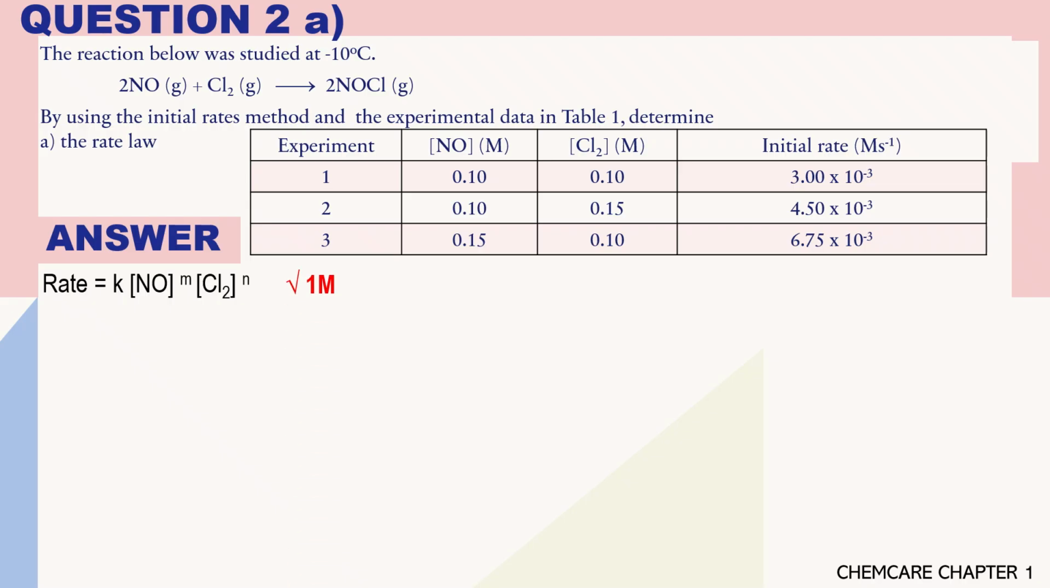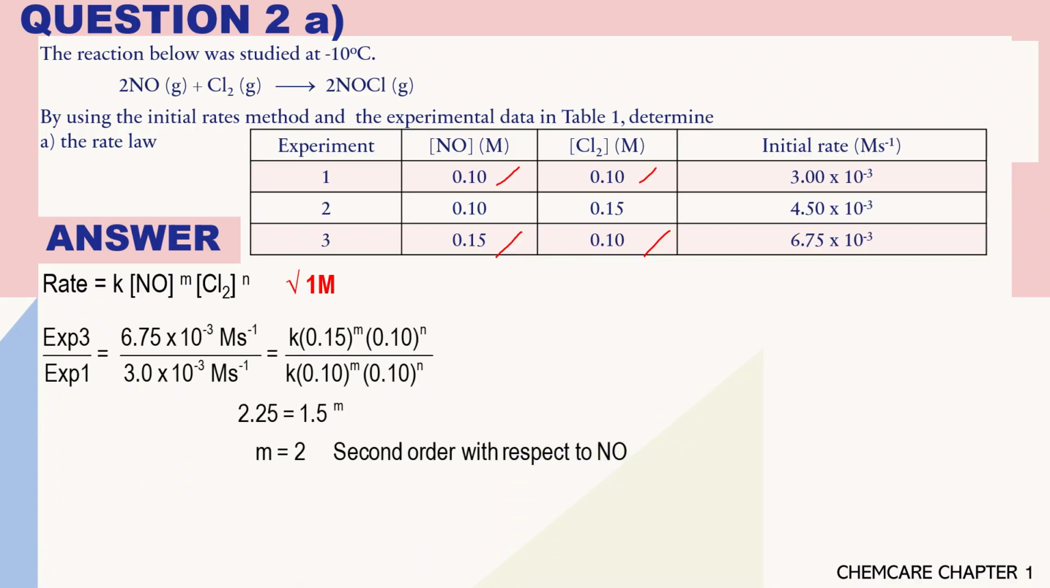Then to determine the order m, we need to compare experiment 1 and experiment 3, because experiment 1 and experiment 3 have different values for NO, but the same concentration for Cl2. So experiment 3 over experiment 1 equals, okay, we insert the value of the initial rate and also the concentration for NO and Cl2.